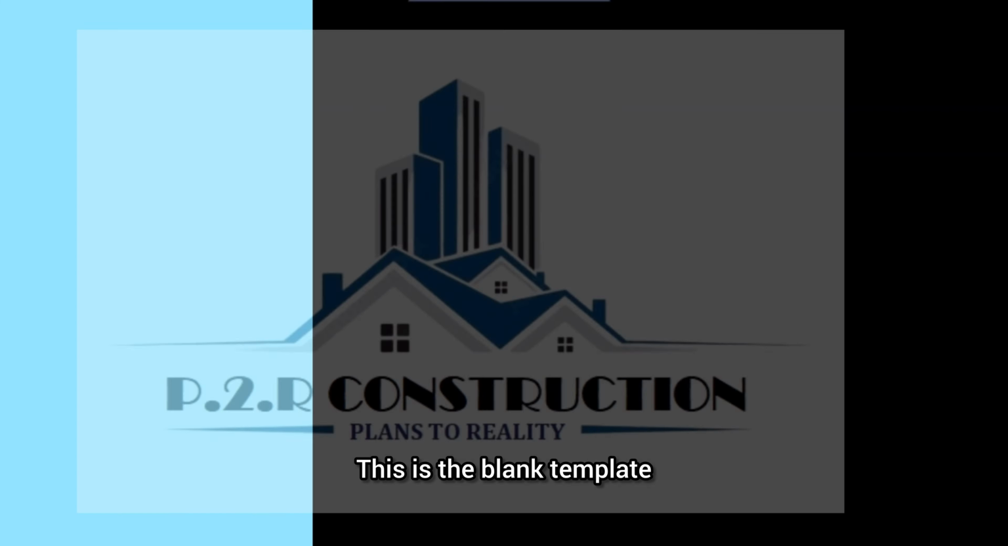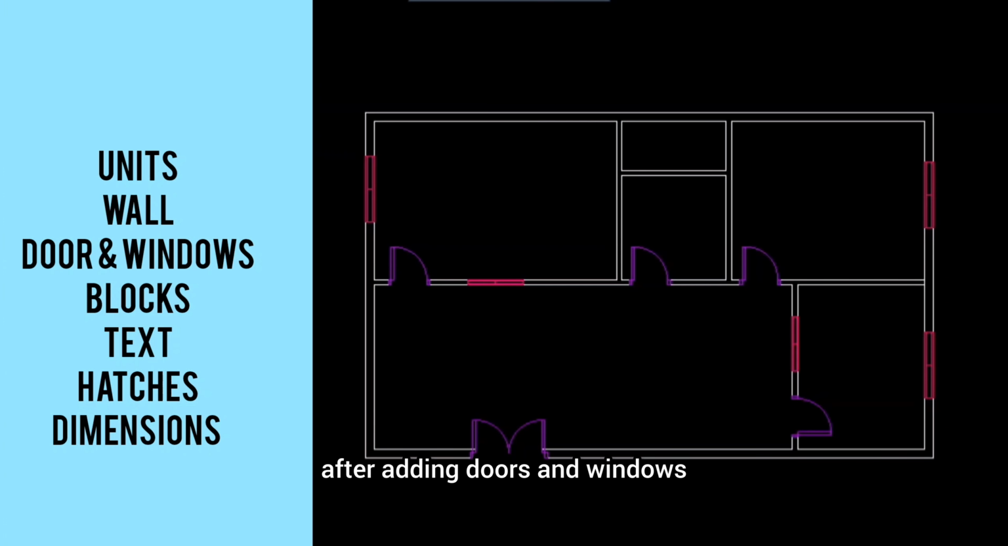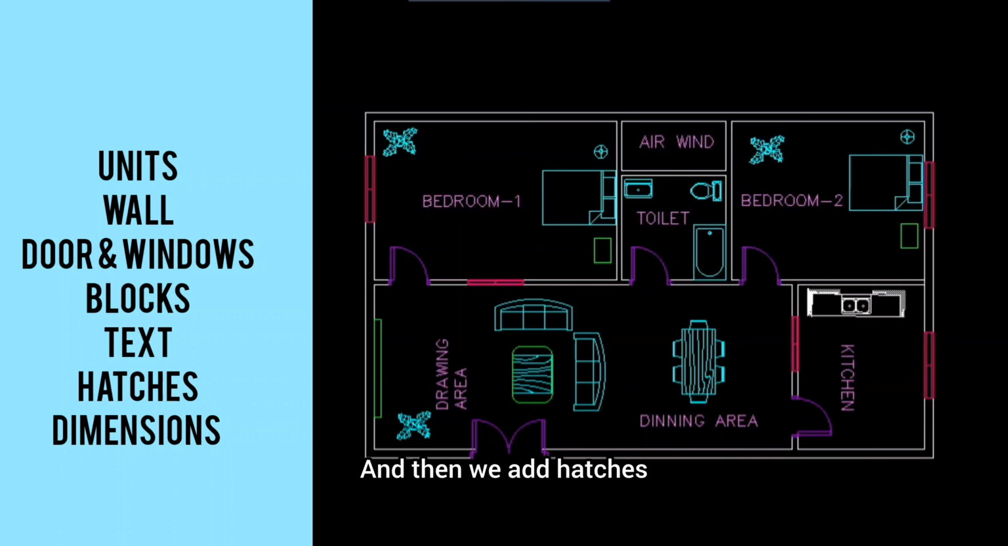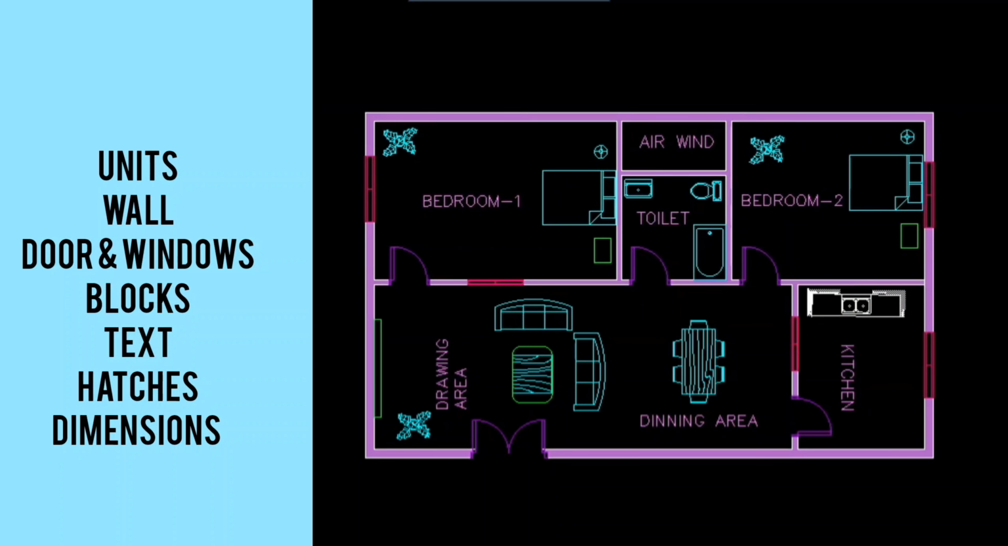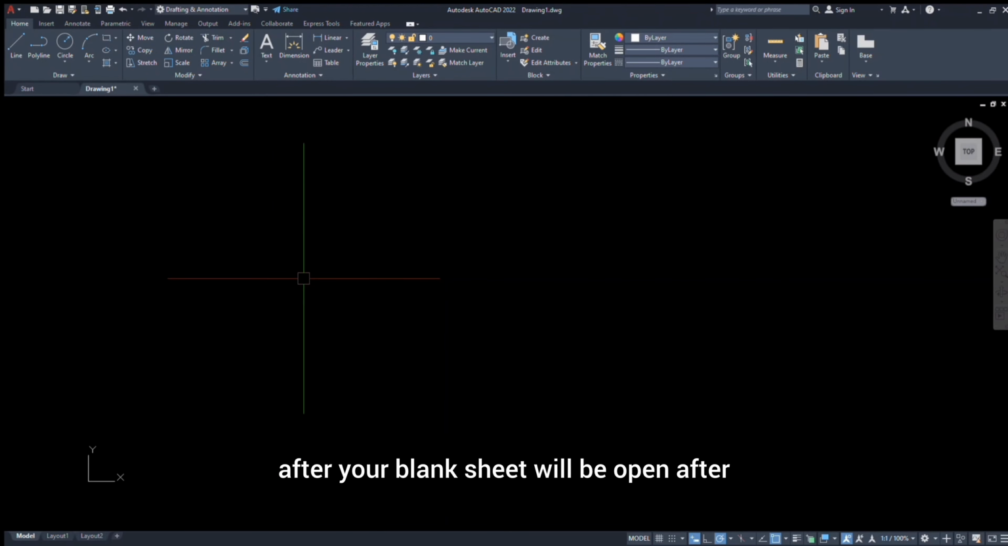This is the blank template. First we add walls, then we add doors and windows, and after adding doors and windows, then we'll add blocks, furniture, anything in block command. Then we'll add text in this, and then we add hatches and the dimension of this drawing. After that, your blank sheet will be open.